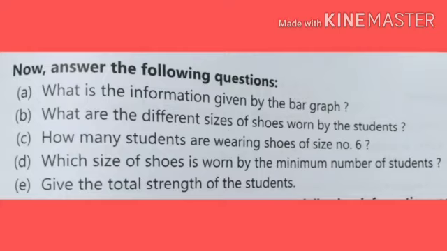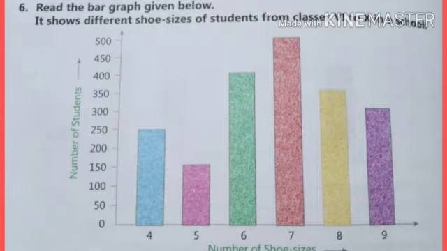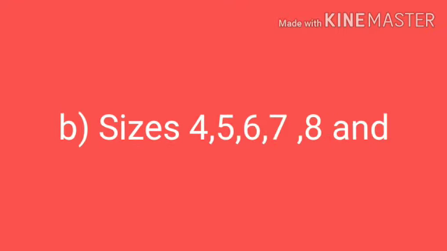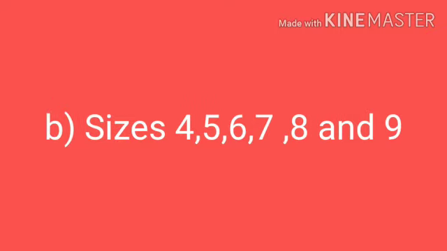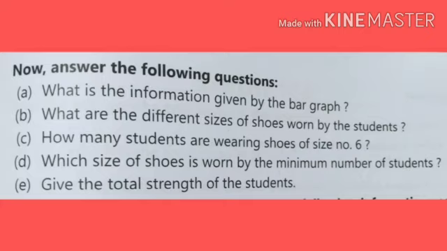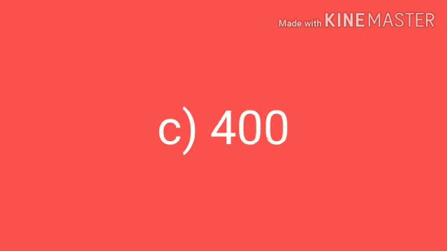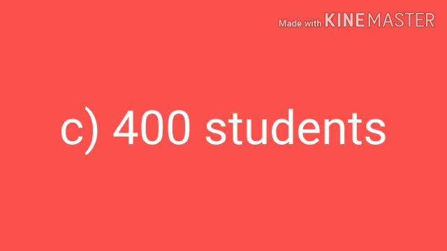What are the different sizes of shoes worn by the students? Now, again, let us see the graph. Yes, sizes 4, 5, 6, 7, 8 and 9. Now, next question. Question number C. How many students are wearing shoes of size number 6? Let us see the graph. Yes, 400 students. Now, let us move on to next question.